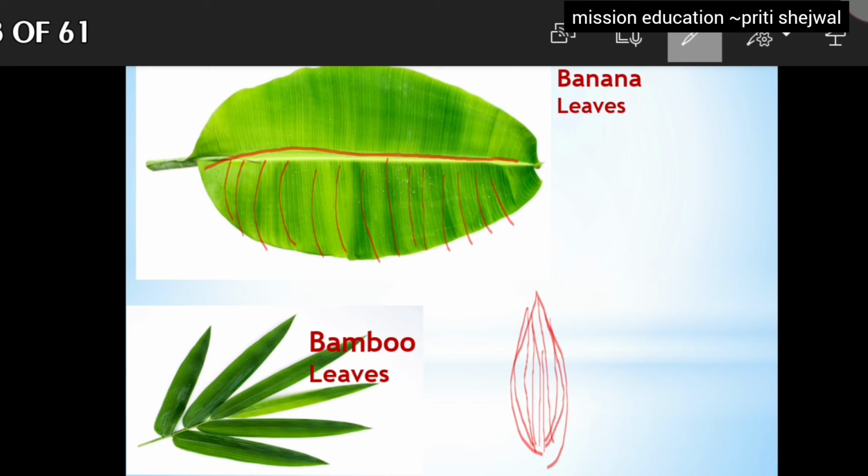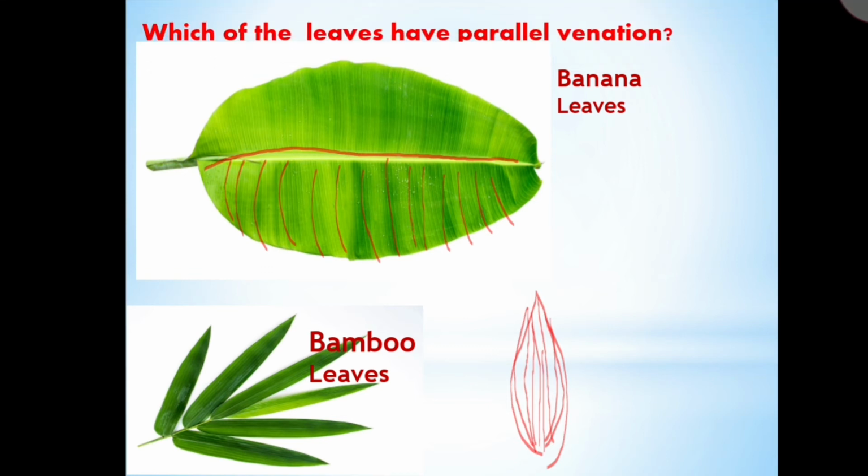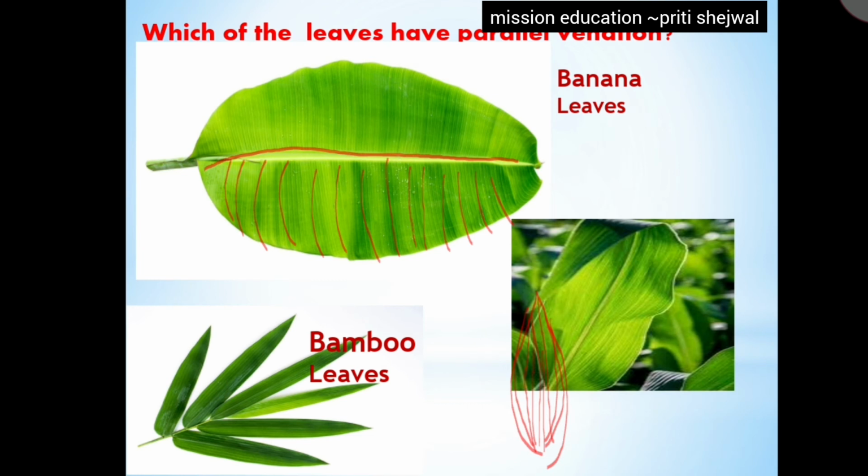Now let's see the next image. This is the image of maize leaf. Here in the maize leaf, the veins also run parallel from base to tip of leaf, same as we have seen in the bamboo leaves. The veins run parallel from base to tip of leaf. Okay, so this is about the parallel venation.